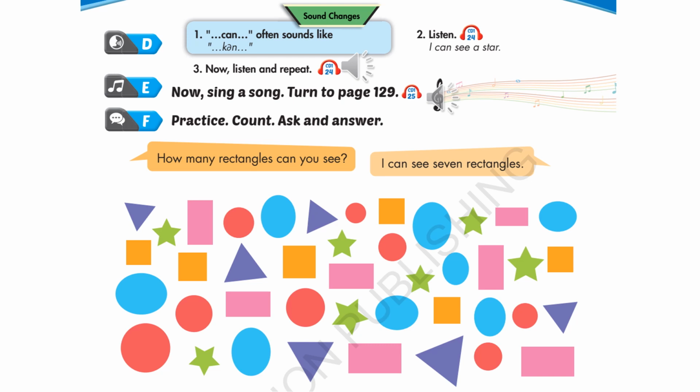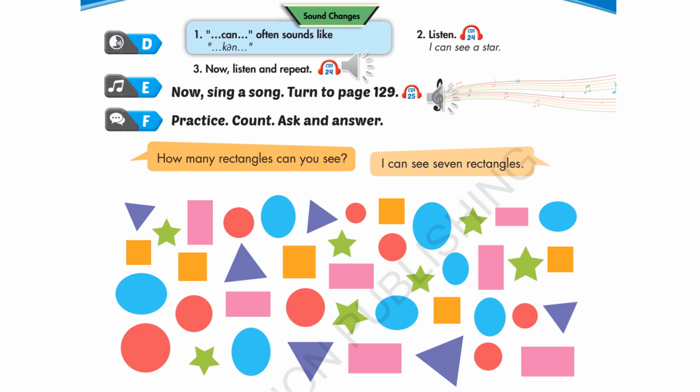Listen. Sing along. How many squares can you see? I can see 6 squares. How many circles can you see? I can see 8 circles.